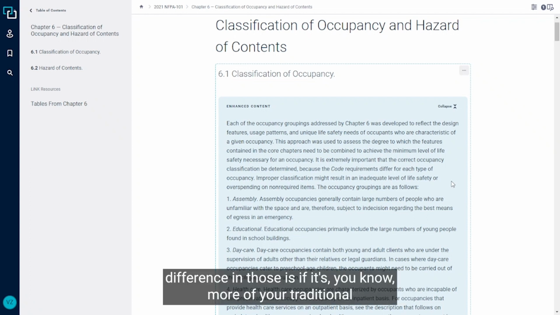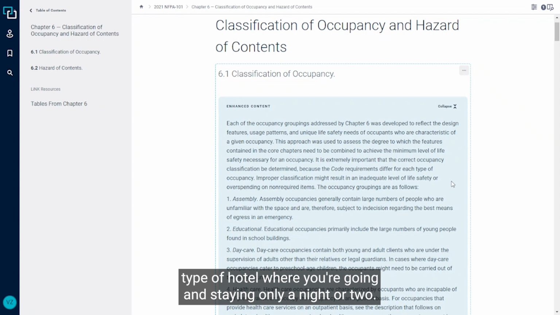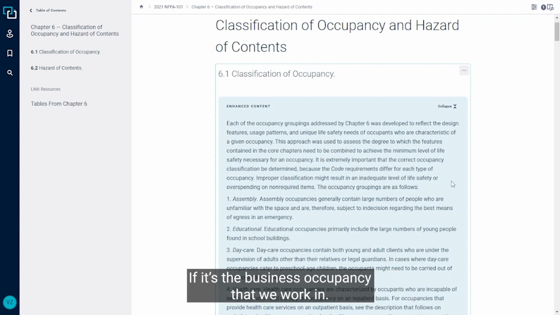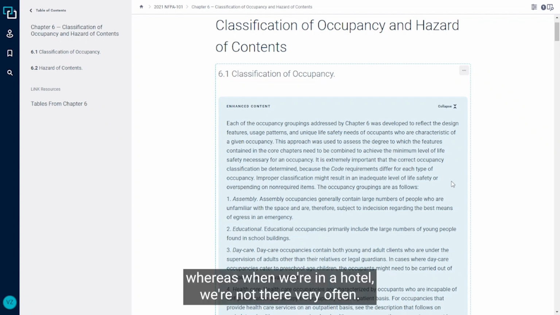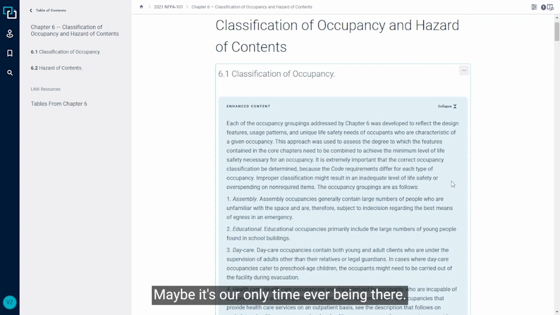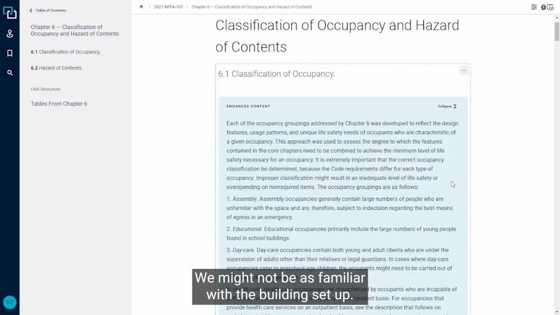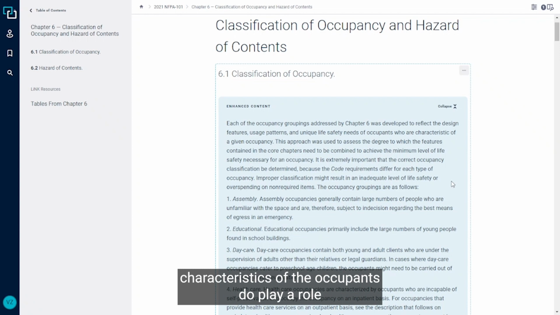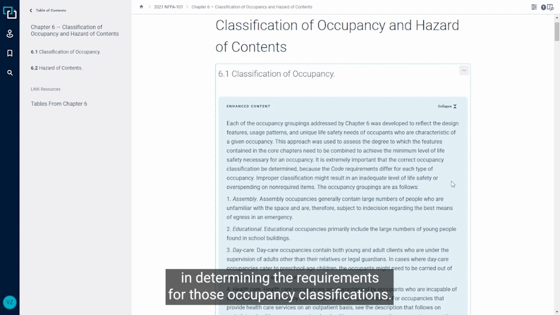Another key difference in those is if it's more of your traditional type of hotel where you're going and staying only a night or two, not one of your long-term stay hotels, versus, again, that business occupancy, our level of familiarity with that building could be significantly different. If it's the business occupancy that we work in, we're going to be very familiar with that space, whereas when we're in a hotel, we're not there very often. Maybe it's our only time ever being there. We might not be as familiar with the building setup.